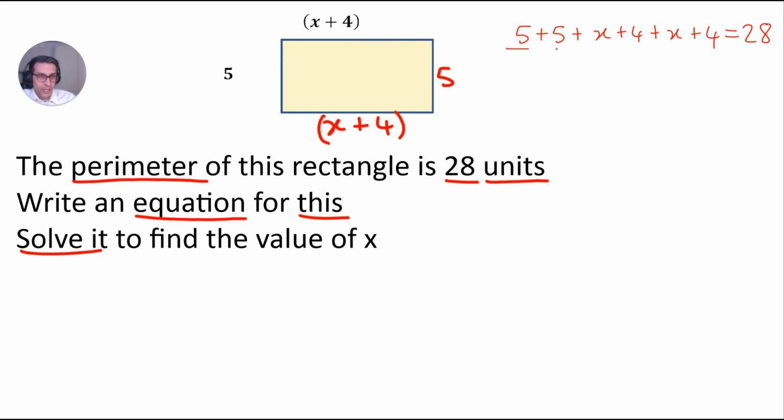Now if I add 5, 5, 4 and 4, that's going to be 10 plus 8, which is 18. If I add x and x, I get 2x. And that's going to equal 28.